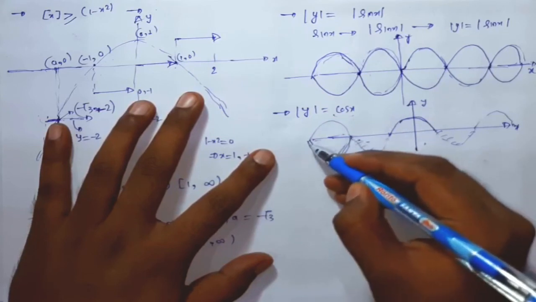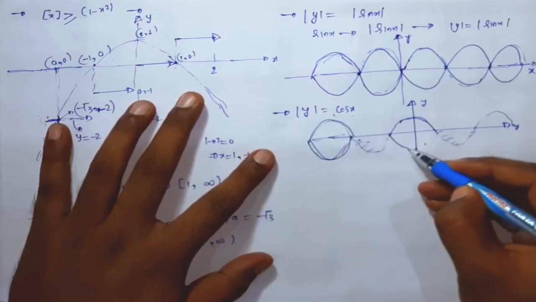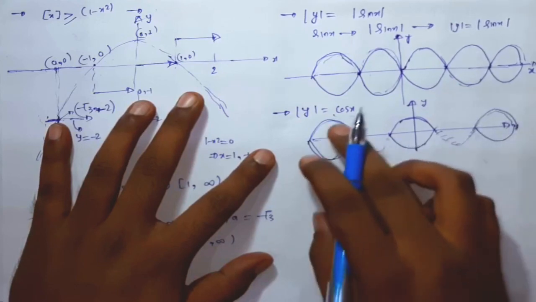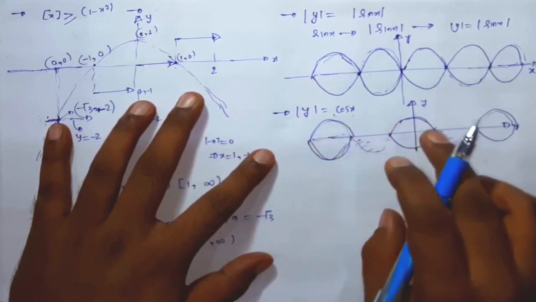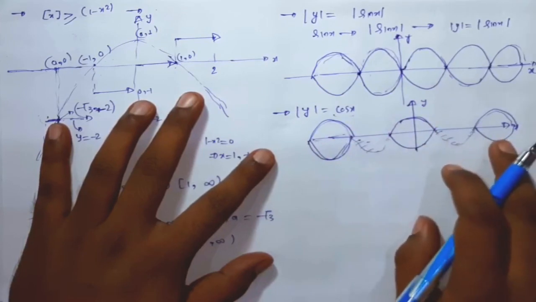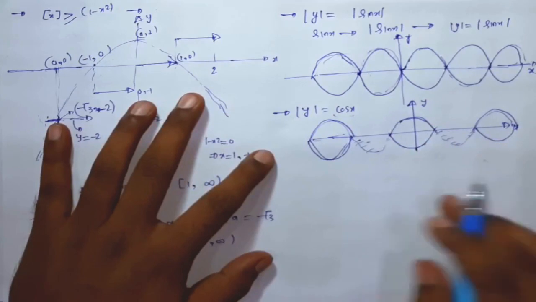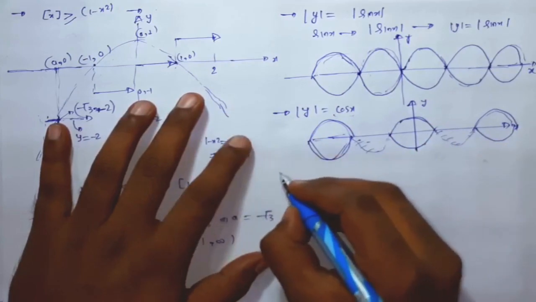So these loops actually are the graphs of this function. So I hope it is clear. So simply we can draw the graph of each and every function. Okay, so I'm going to take one more example.